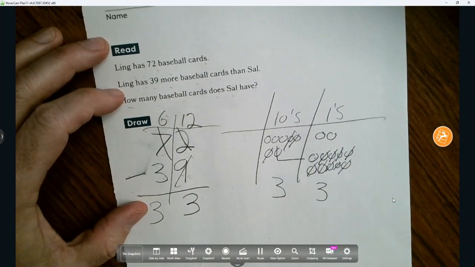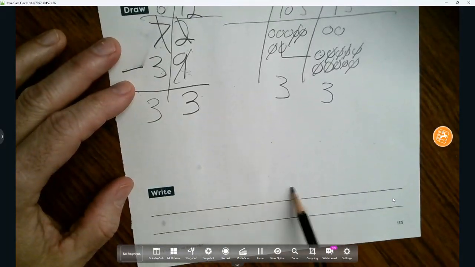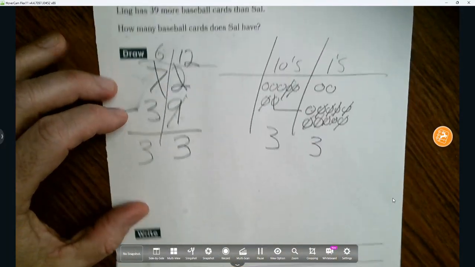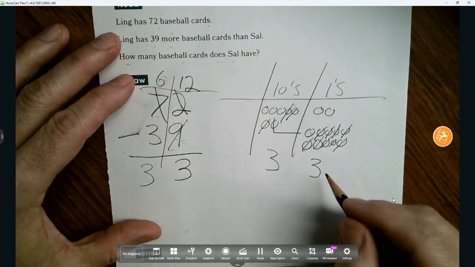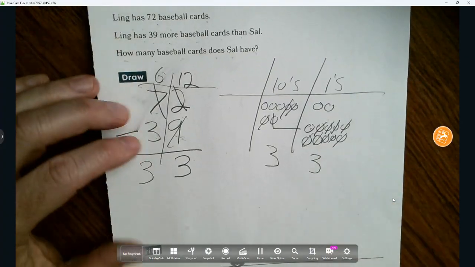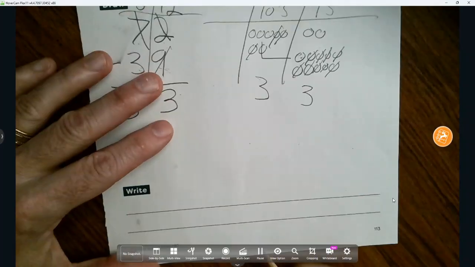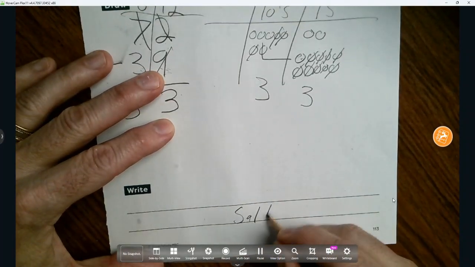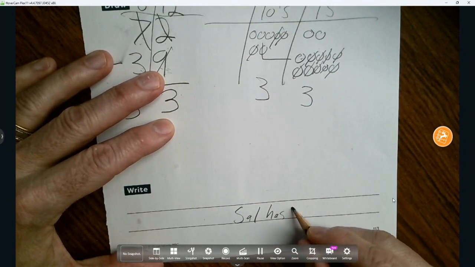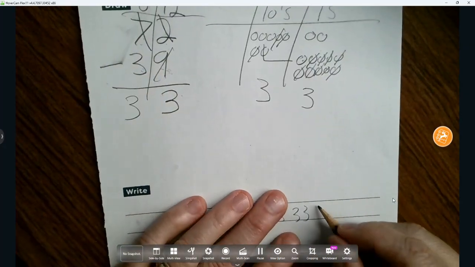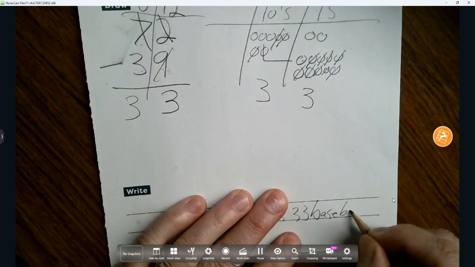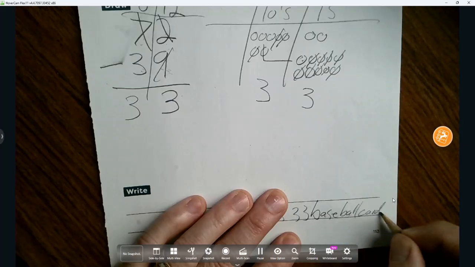So now just write your answer down. Fill out the bottom where it says write. Tell us what you did. And tell us how many cards does Sal have, right? The very last thing you say is Sal has 33 baseball cards.